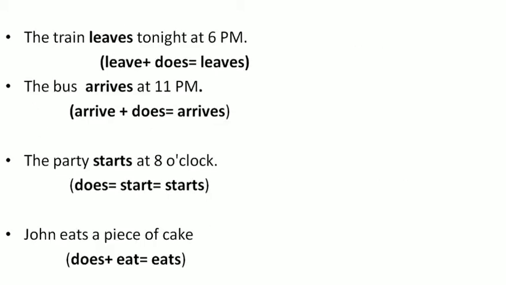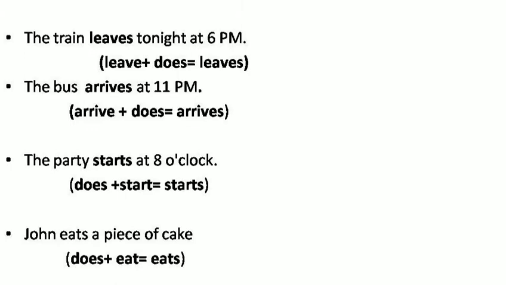See these examples. The train leaves tonight at 6 p.m. Here leave plus does becomes leaves because the train is a third person singular subject. The bus arrives at 11 p.m. Arrive plus does becomes arrives in the sentence because the bus is a third person singular. The party starts at 8 o'clock. Here does plus start becomes starts because the party is a third person singular, so s or es is added along with the verb, that is start.